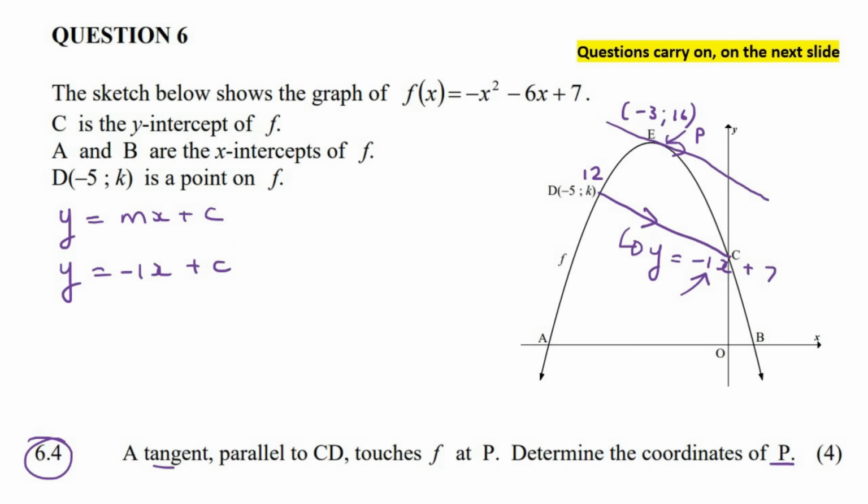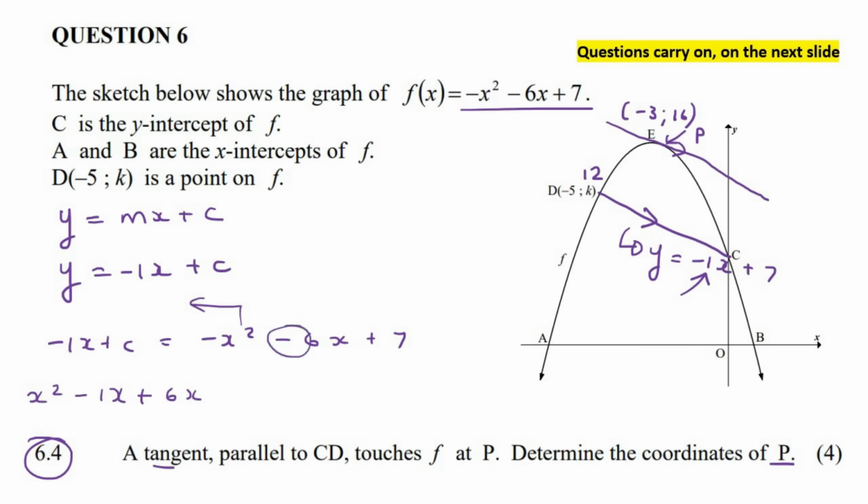Okay, so what we're going to do is take this equation and make it equal to the parabola. Now, take everything to one side, just like you would normally try to solve. So I'm going to take everything to the left. So we end up with x squared, take away 1x plus 6x, because when this comes over, it becomes a plus. Then plus c minus 7 equals 0. And so now we end up with x squared plus 5x plus c, take away 7, equals 0.